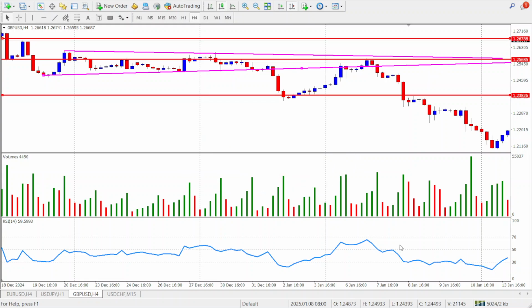So if your RSI is above the 50 level, that's for a bullish breakout. It can confirm that bullish breakout. But if the RSI is below the 50 level, it supports a bearish breakout, and that's exactly what happened here.